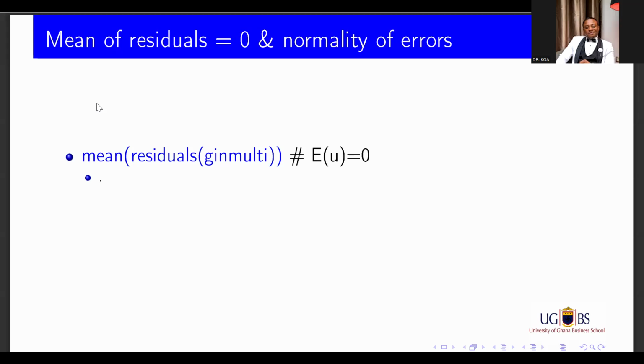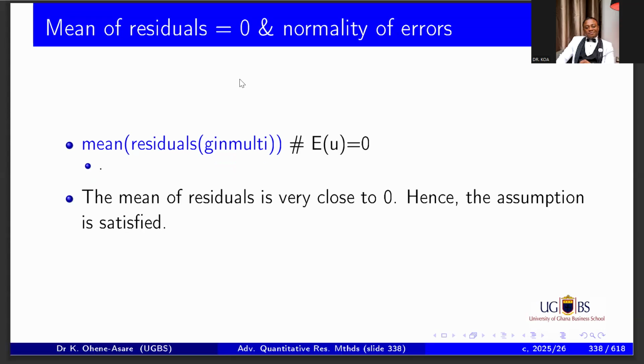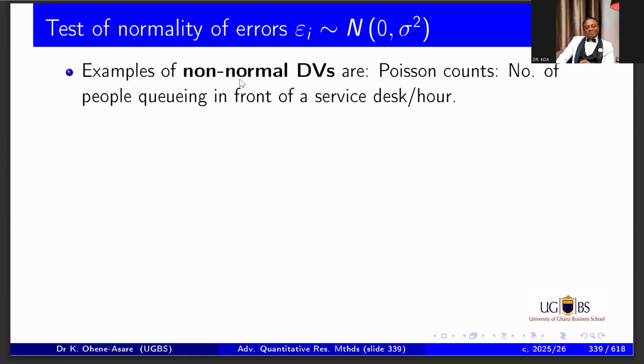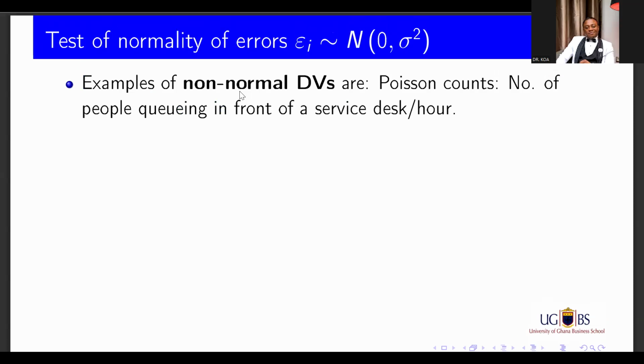The next thing to do is to diagnose whether the mean of the errors is truly 0. You can use this command, mean of the residuals of the name of the model, to check whether it's 0. When you check ours, you will see that it is approximately 0. When it is close to 0, it means that you have satisfied that particular assumption. So the assumption that the mean of the errors equals 0 becomes satisfied. Now check whether the papers you're reading are doing that.